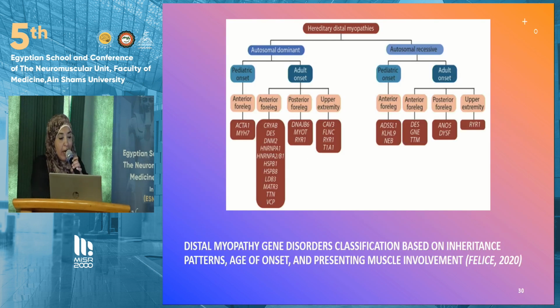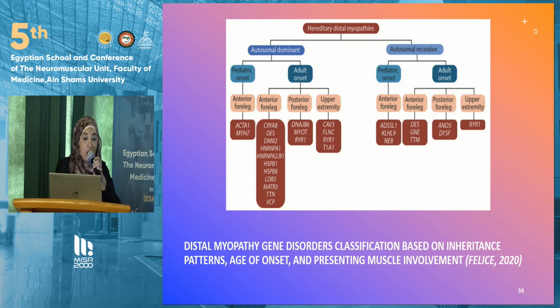This algorithm is used to classify the patients according to the age of onset, pediatric onset or adult onset, and whether it is autosomal dominant or autosomal recessive. In each type, we look at whether the anterior foreleg or the posterior foreleg is affected, and whether the upper extremities are included or not.